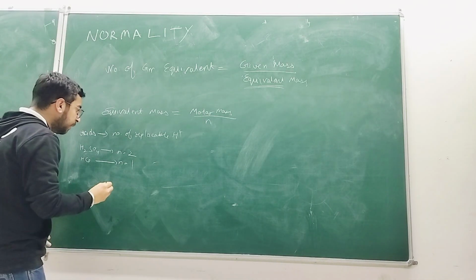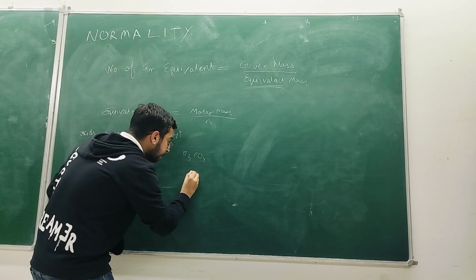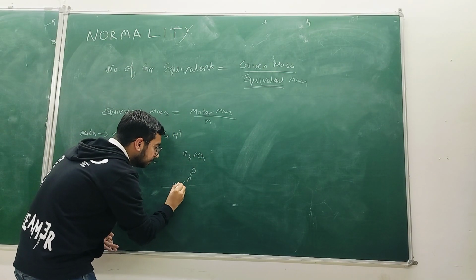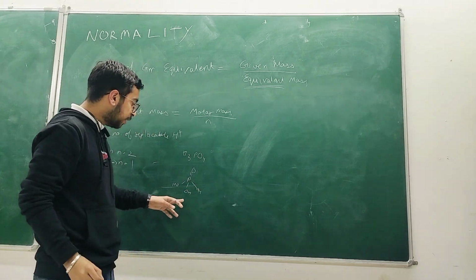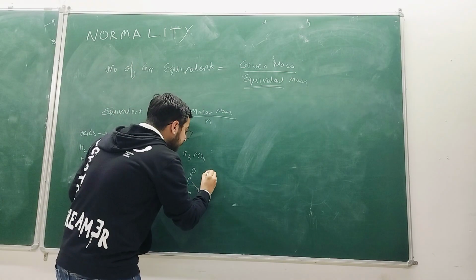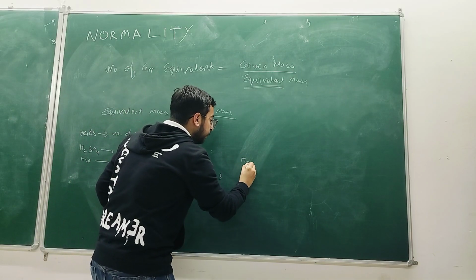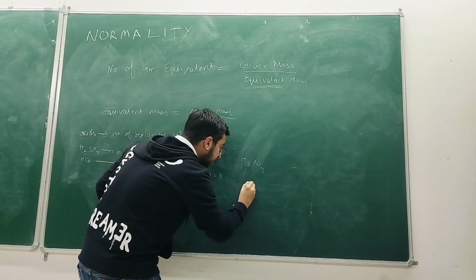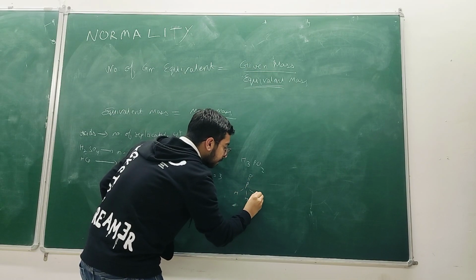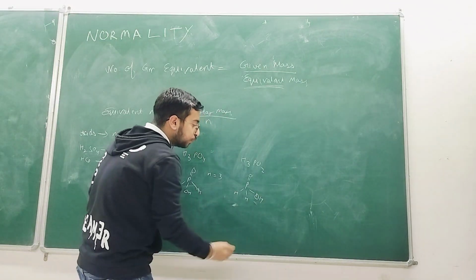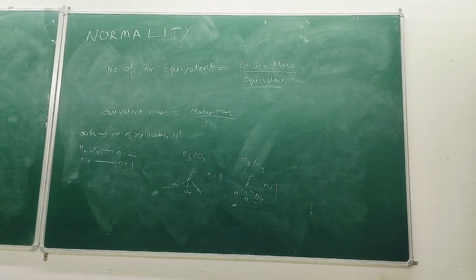Let's take one more example, H3PO4. Here its structure is like this. The H plus ions which are attached to oxygen are replaceable, so valency factor for H3PO4 is 3. Similarly for H3PO2, its structure is P double bond, HOH. Here only one hydrogen is attached to oxygen, so its valency factor is 1. In this way you can find valency factor for acids.